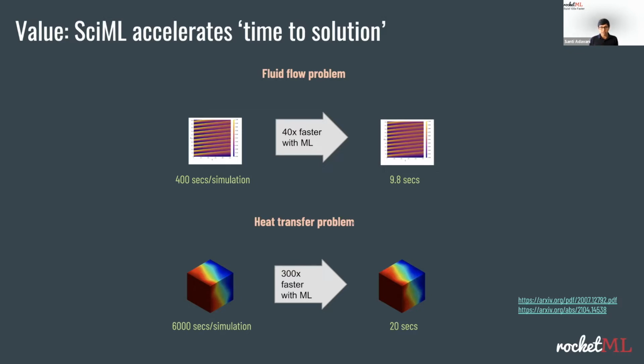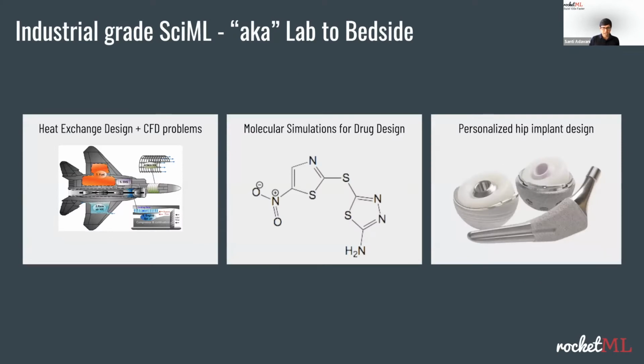So the value from SciML is extremely clear for industry, and you probably have seen a lot more papers and a lot more talks where this specific metric is demonstrated. But when you're talking about industrial grade scientific ML, we are not just focusing on solving a problem faster. We actually want to do something with it. For example, you want to take that solver and design the heat exchanger in an aircraft, or do molecular simulations for drug design, or create hip implants.